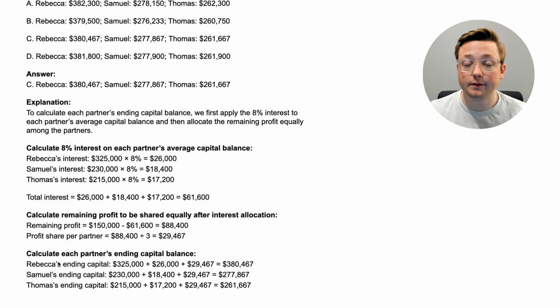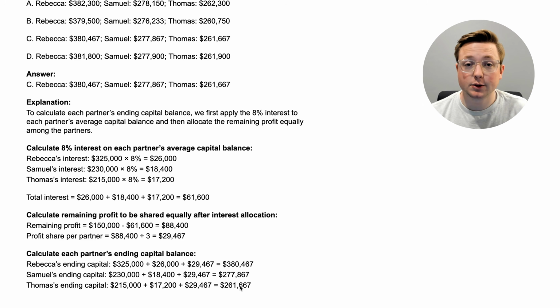So now we can finally figure out all of their ending capital accounts. We take Rebecca's beginning $325,000, add her interest, and add her share of the profit, and that gets us $380,467. Take Samuel's, we get $230,000 plus his $18,400 of interest, plus his share of the profit, that's $277,867. And finally, Thomas, $215,000 plus his $17,200 of interest, plus his share of the profit. So that gets us to $261,667. So it's not too complicated as long as you're given the average capital account.